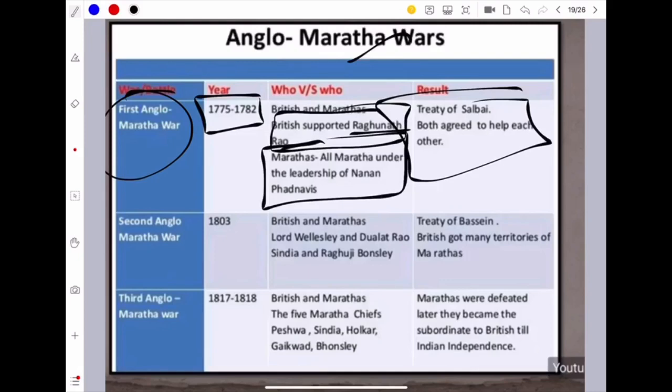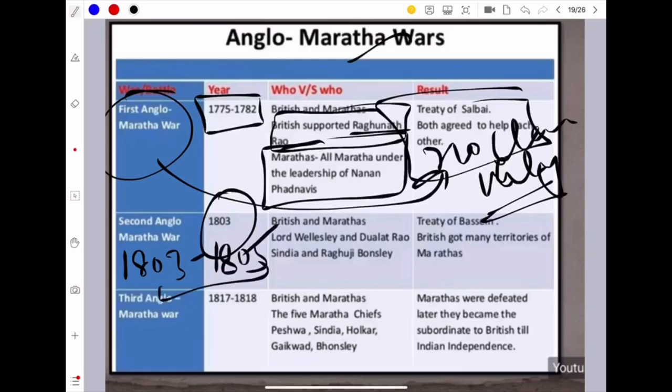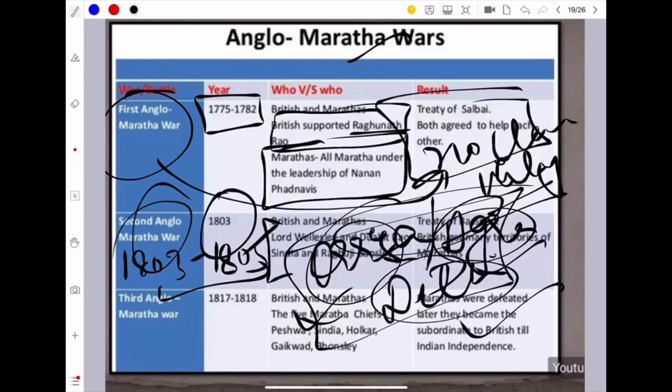So there was no clear victory. In the second war, which occurred from 1803 to 1805, two years, areas like Orissa, Agra, and Delhi were attacked and captured. Okay? Orissa, Agra, and Delhi were captured in the second Anglo-Maratha War.